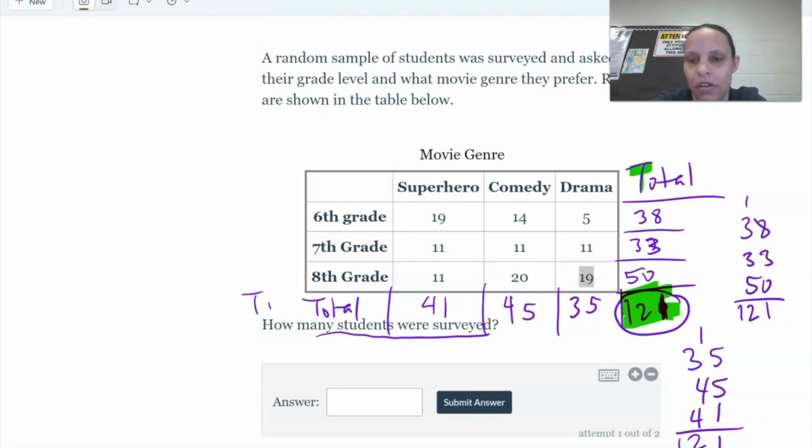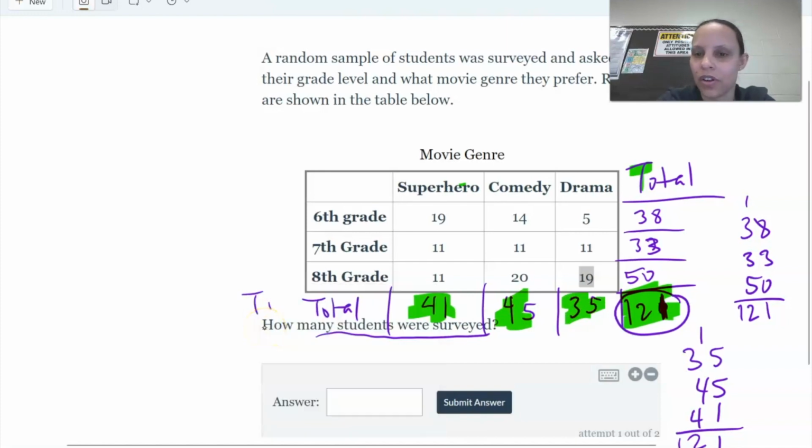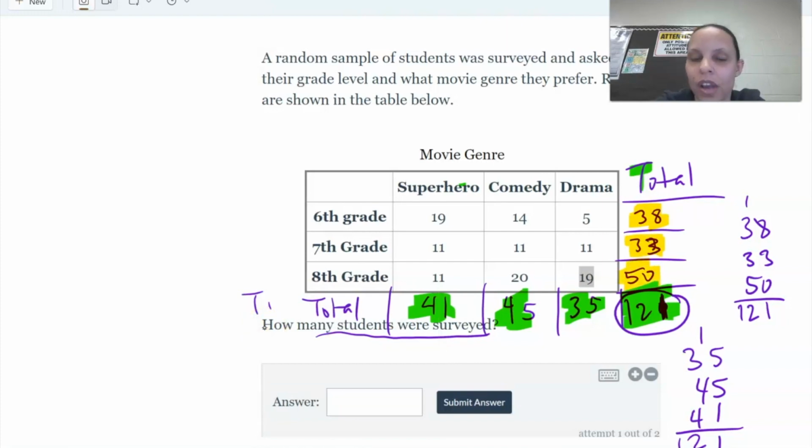How many students like superhero movies? So I go superhero, 41 students. How many like comedy? 45. How many like drama? 35. How many total 6th graders are there? 38. How many 7th graders are there? 33. How many 8th graders are there? 50.